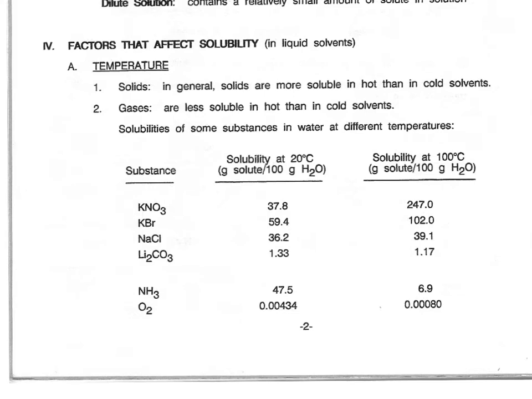Let's look at solubility. So what is solubility? Solubility is how much of a solute dissolves in a given amount of solvent. There are two major factors that affect the solubility of substances. The first is temperature, and the second is pressure.